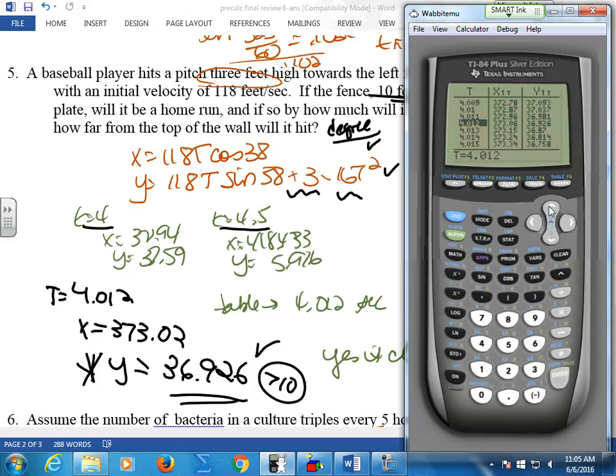So there's my time. There's where my ball is. My ball is still almost 37 feet in the air. If it's 37 feet in the air, it's certainly clear the 10-foot fence, right? So I by far hit that home run.